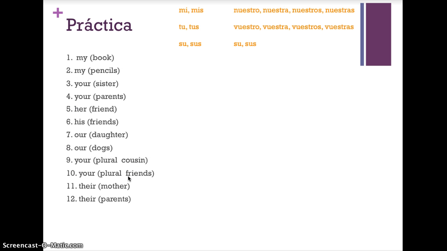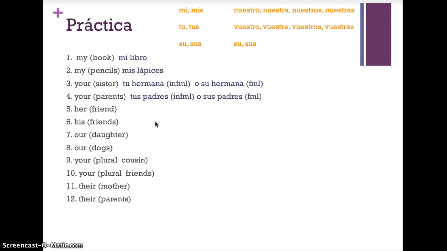All right, so here's the practica. So you see the words over here, and you're just going to translate it into Spanish. And this is your word bank for the possessive adjectives. So, mi libro, mis lápices. So this is mine, but it's plural. Tu hermana, or su hermana, depending on whether I'm talking about informal or formal. Tus padres, or sus padres, again. Depends on if I'm talking about informal or formal.